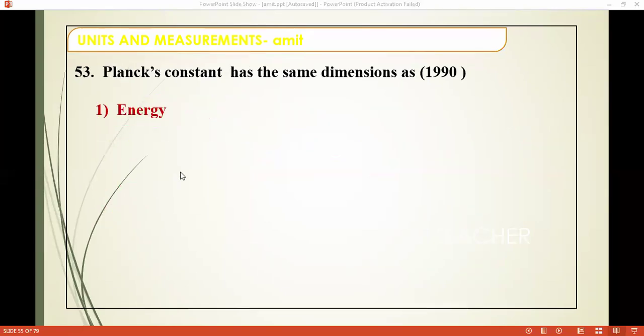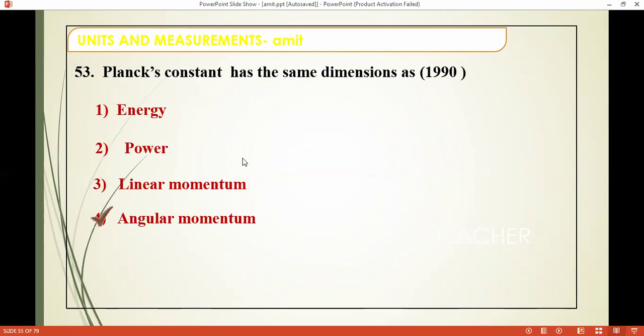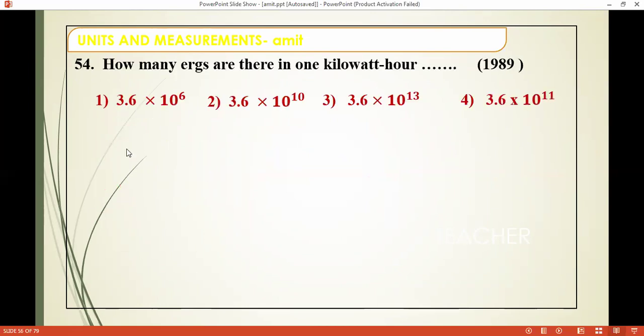Planck's constant has the same dimensions as energy times time. This is an easy question. Angular momentum and Planck's constant have the same dimensions. If you know this, you can do this question. How many joules are there in 1 kilowatt hour? Basically, the work is in the unit of joule.